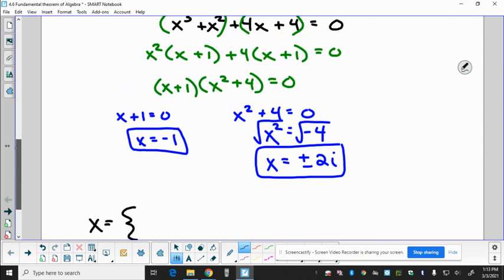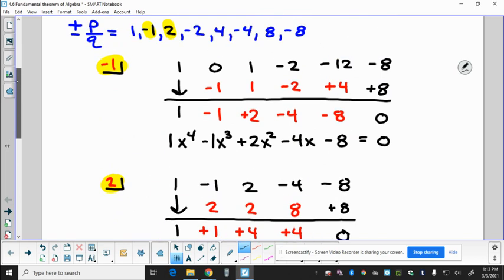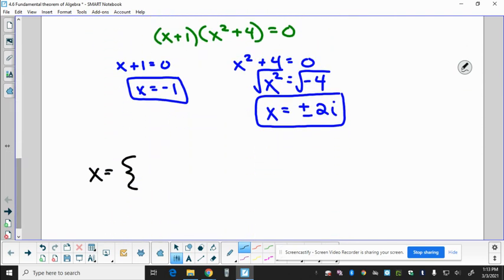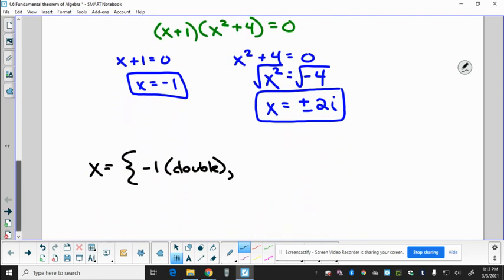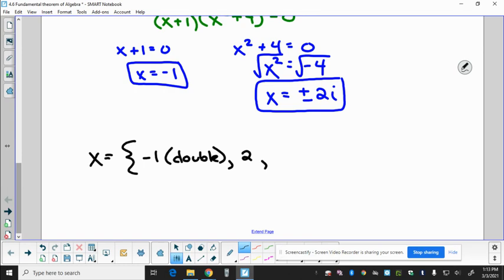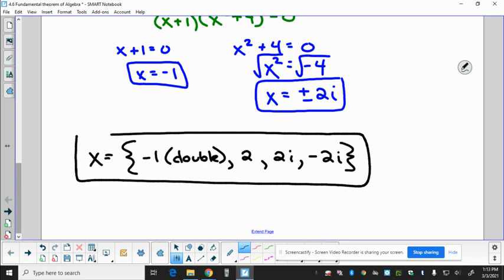Okay, let's go back up to the top. Remember we had a -1 and it appeared twice. So -1 is a double 0. And we're not going to worry about graphing these, but it's good to indicate that. We had 2, and then we had these imaginary numbers 2i and -2i. Now that would be 5 total solutions, including that double 0.